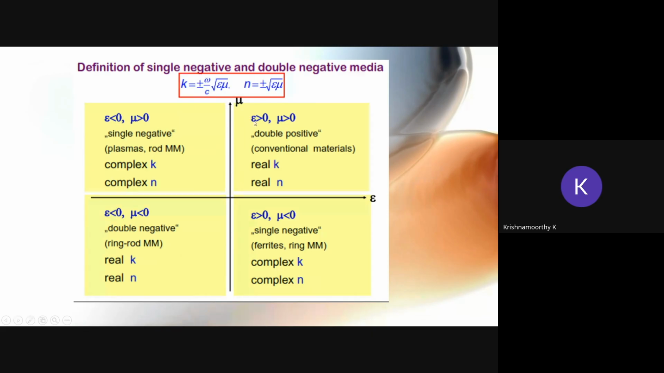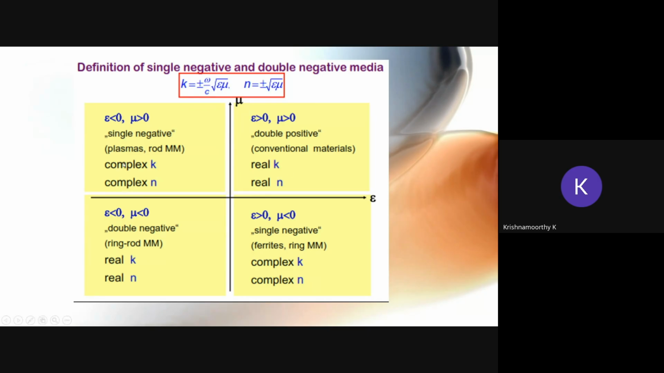Okay, when epsilon is greater than zero and mu is greater than zero, we call that a double positive material. This we call a conventional material. All the conventionally available dielectric materials are going to exhibit this kind of behavior. The permittivity and permeability are always positive, greater than zero here. So in this case, the propagation constant or wave number k is real, and the refractive index n is also going to be real for this kind of material.